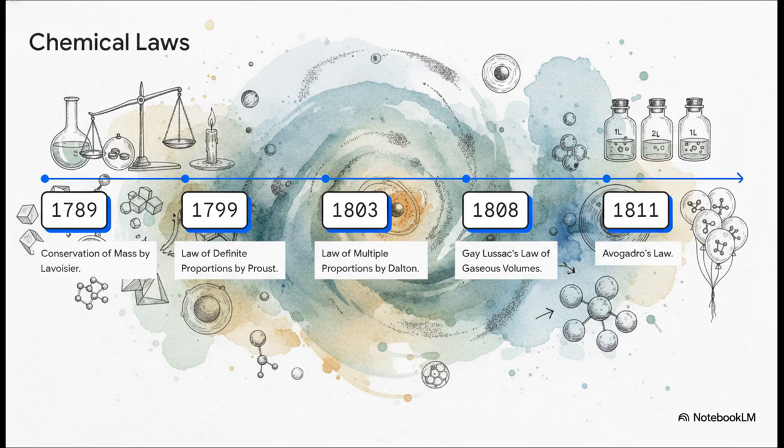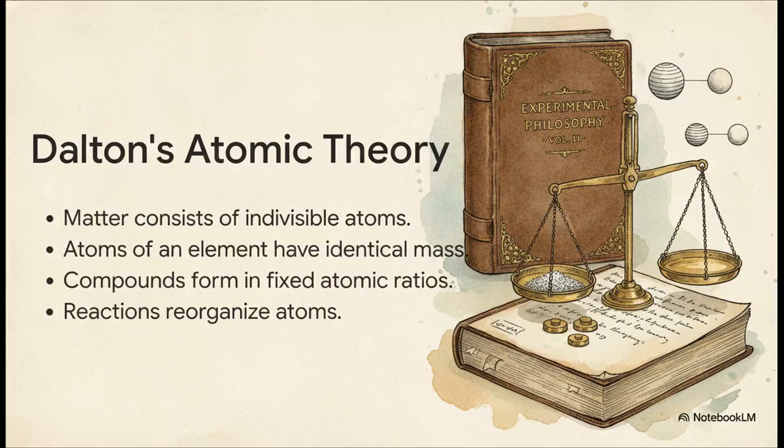These foundational laws, which all came from those exact measurements we just talked about, were the ultimate proof that invisible atoms actually dictate chemical combinations. And all those laws totally culminated in John Dalton's atomic theory in 1808.